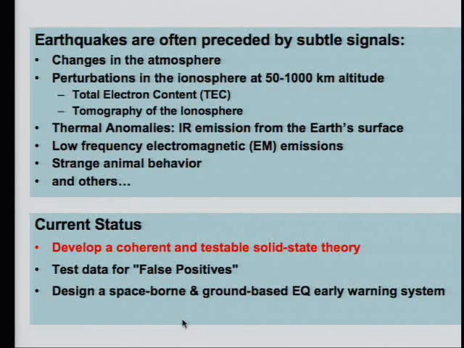And indeed, people have reported for many years, some for centuries, that earthquakes are preceded by signals. The signals are subtle, often fleeting, quote-unquote unreliable, but again and again they have been reported. These are changes in the atmosphere, cloud, fog formation, perturbation in the ionosphere, thermal anomalies that have been detected about 20 years ago from satellite orbit, low frequency electromagnetic emission, and last but not least, strange animal behavior that has always been associated with these phenomena.